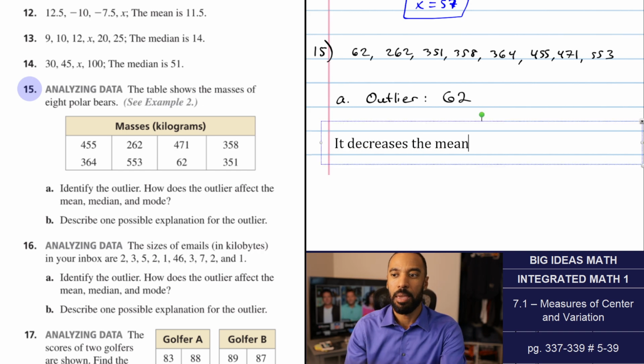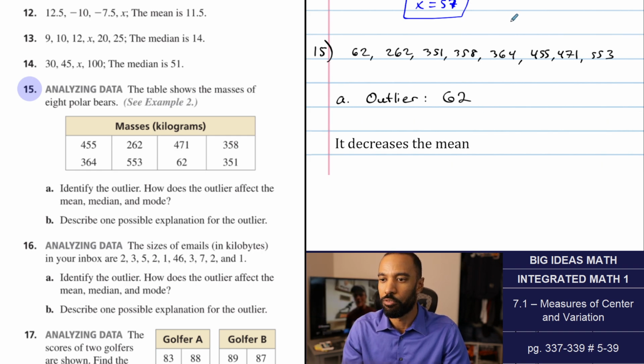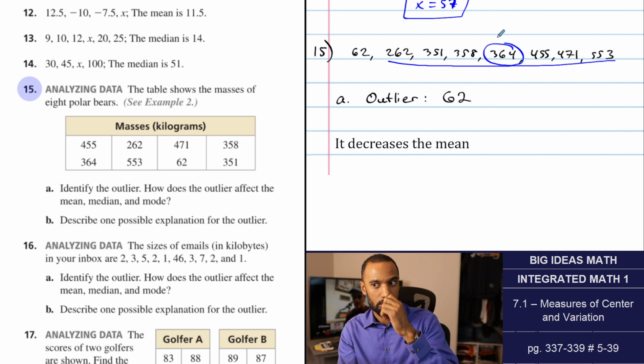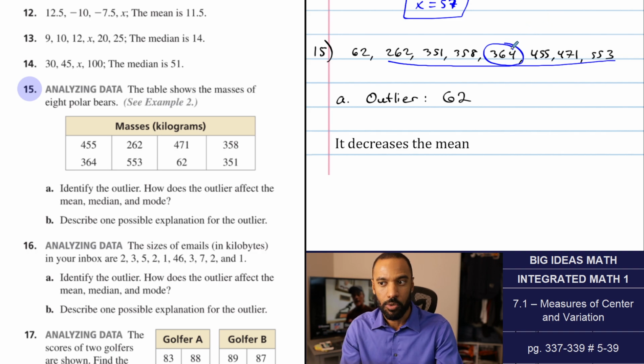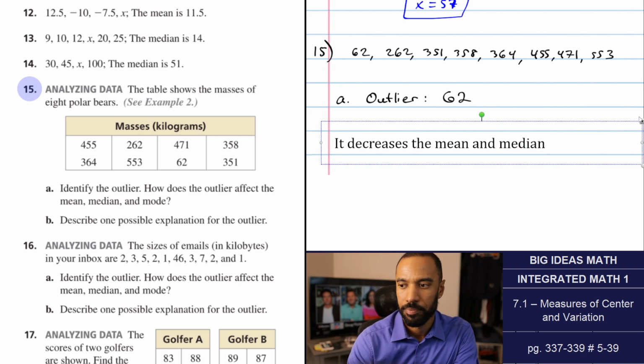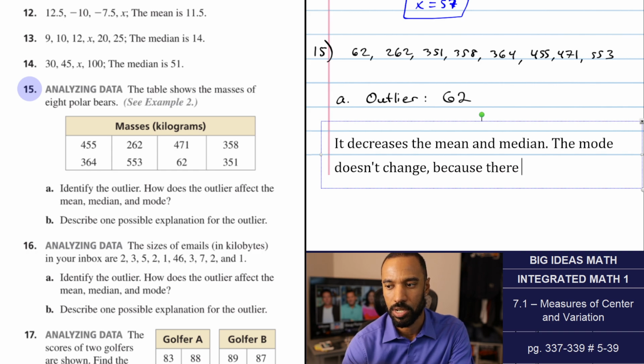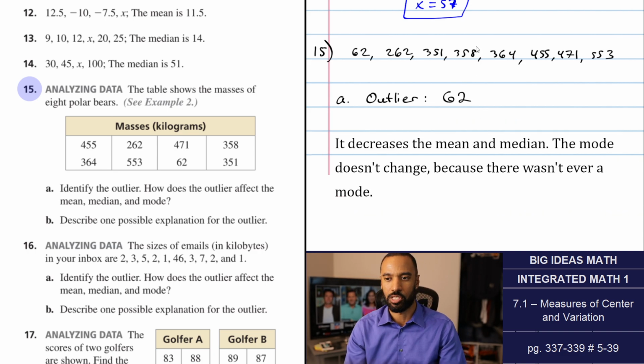It also decreases the median. Maybe not as significantly, but consider what this would have looked like with the outlier. The median is the average of these two values. I'd assume it's 361. Without the outlier, it's just these values, and now it's 364. So the median also decreases with the outlier. It goes from 364 to 361, but it wasn't substantial. The mode doesn't change because there wasn't ever a mode. They never asked us to explain why, but that's the mode's explanation.